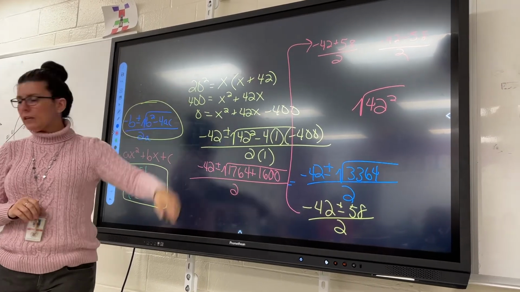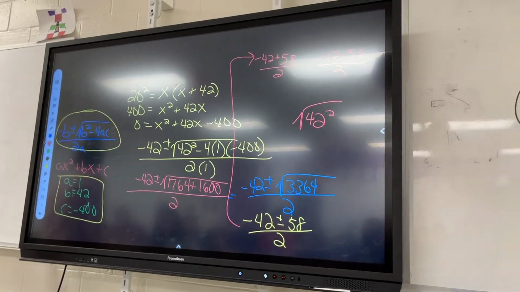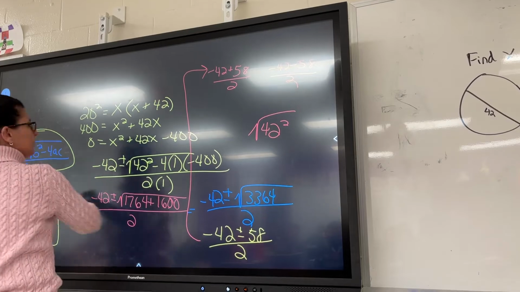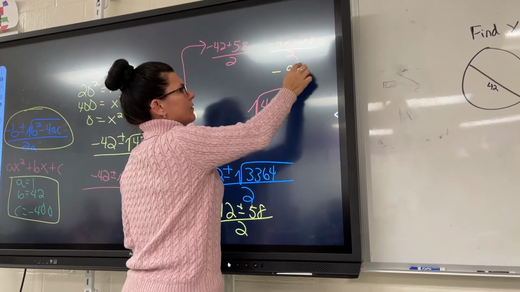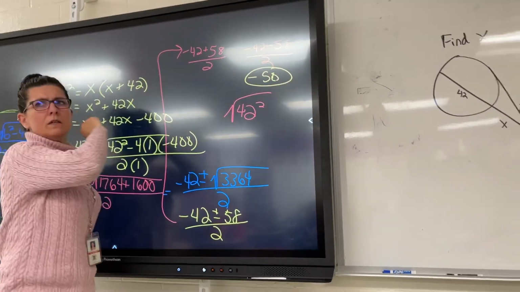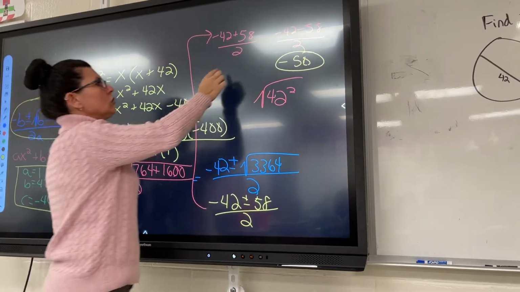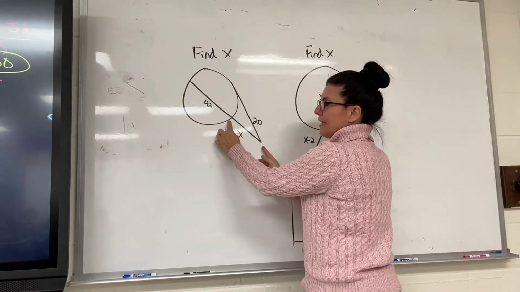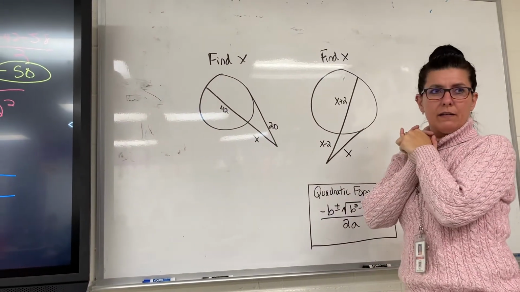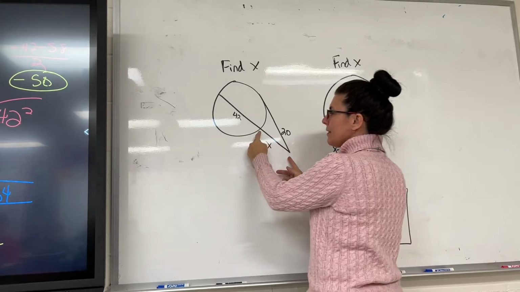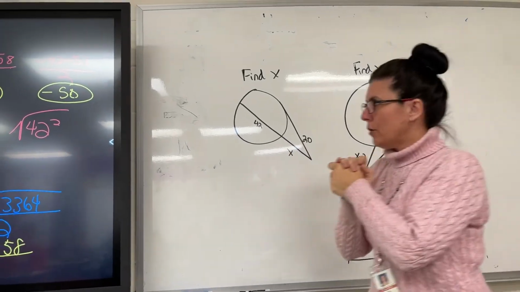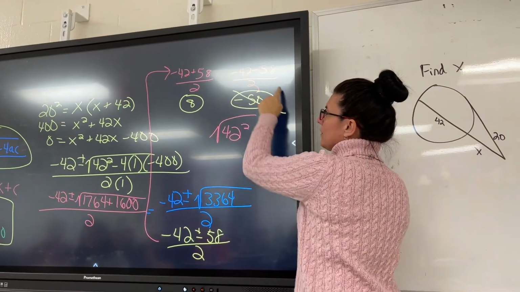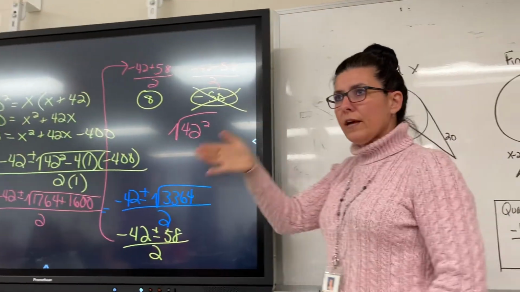So what are my two answers that I get here? One is 8, and I believe this one is negative 50. Do both of these answers work in this scenario? If I define x as being 8, is that okay? Absolutely. Is it okay for this length to be negative 50? No. So I do want to see this on your work. Don't just assume. So show me that you got negative 50 and then cross it out and say that I know that that doesn't work.